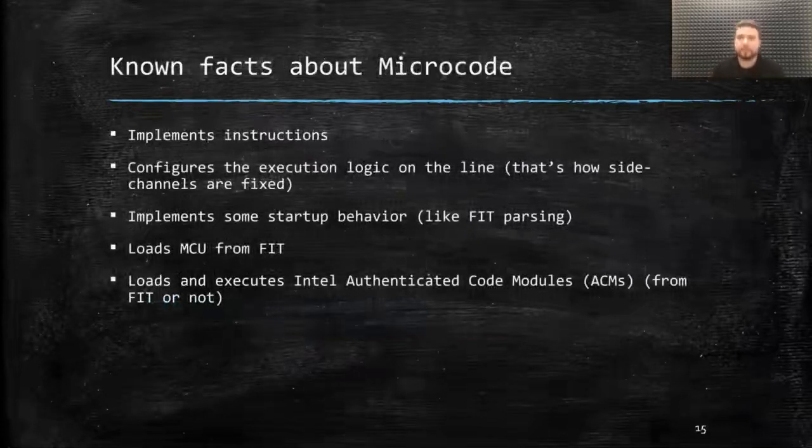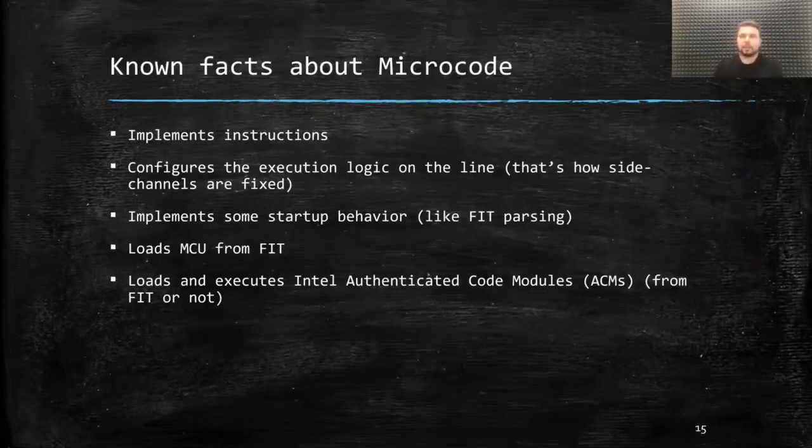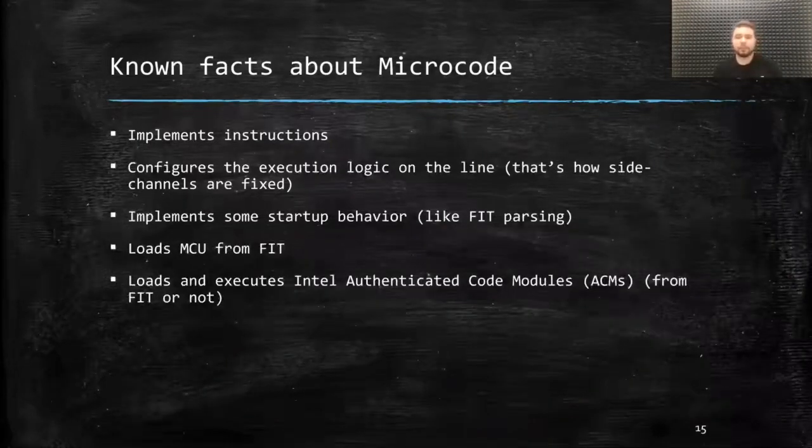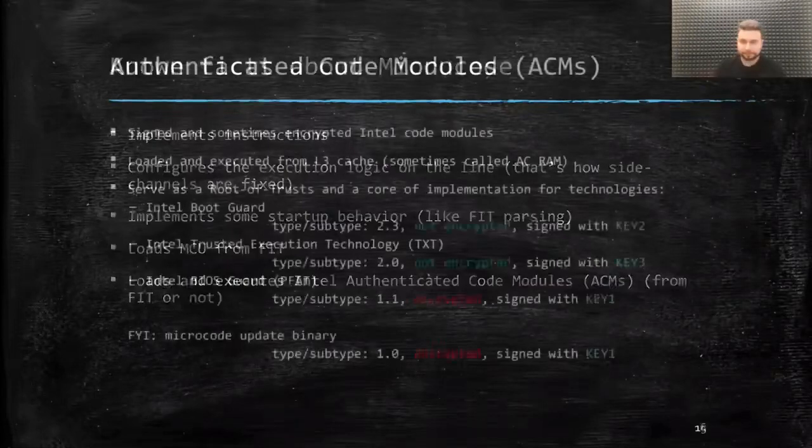Here is a collection of facts about microcode implementation. Like was told before, it implements CPU structures, it configures the execution logic on the line. That's how bugs like side channel are fixed. It implements some startup behavior like FIT parsing. This is how it can load microcode update from FIT. And it also loads and executes Intel authenticated code modules, from the firmware interface table or not.